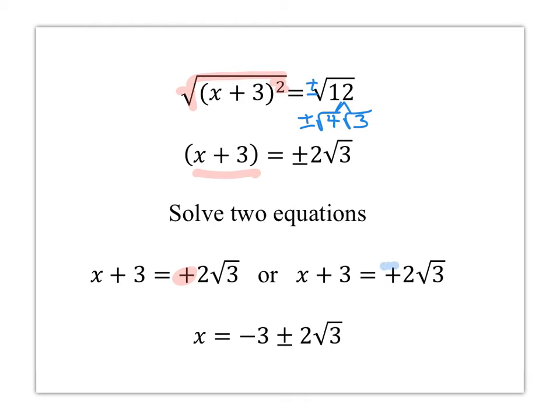That should be a mistake there, sorry. This should be a negative 2 square root of 3 on the right. And then solving those equations, you get your two solutions. You can subtract 3 from both sides of the equation. So your x values are negative 3 plus or minus 2 square root of 3.